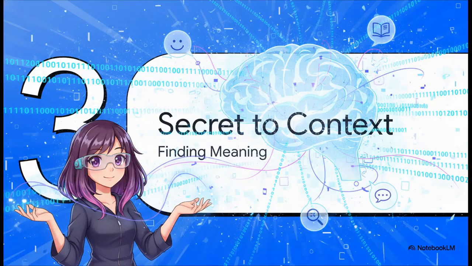So, our words are numbers now. But a sentence is way more than just a jumble of words, right? It's the order, the relationships, that's where the meaning is. So let's get to the next stage and see how the model figures out that all-important context.